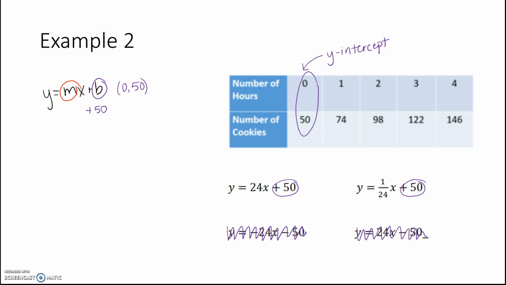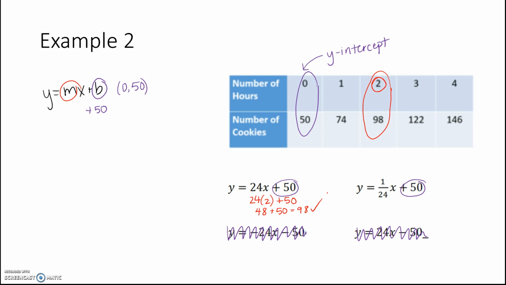So if my numbers are getting larger, then that means it's going to be positive, so that's good. And now let's see, what numbers do I want to choose? I guess I want to go with 2 and 98. That's going to be my choice. So I'm going to plug 2 in for x. So I'm going to do 24 times 2 plus 50. Okay, so 24 times 2 is 48 plus 50 is 98.